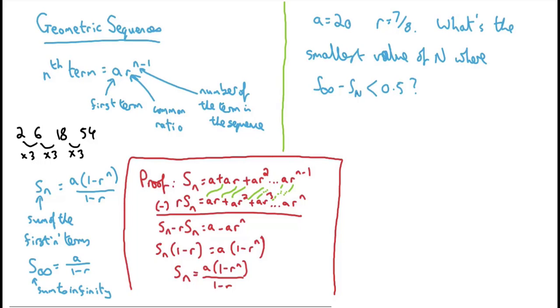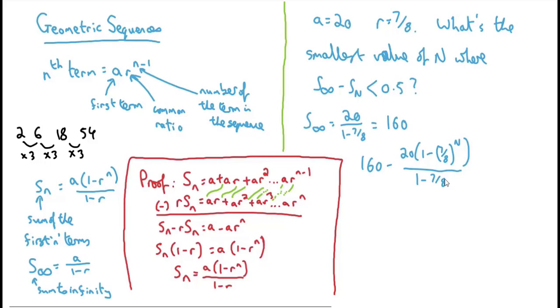So, first of all, we can work out the sum to infinity. We might as well, it's a fixed value. So the sum to infinity is going to be 20 over 1 minus 7/8, and if you put that in the calculator, you get a value of 160. Therefore, the sum to infinity minus the sum of the first n terms is 160 minus 20 times 1 minus 7/8 to the power of n, over 1 minus 7/8, and this being less than 0.5.